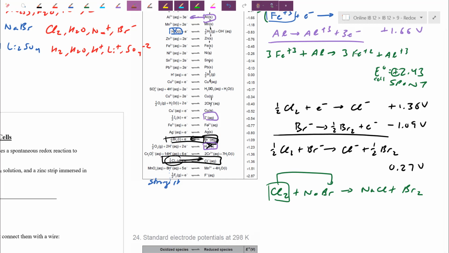There's also a color change here. Chlorine is typically a yellow-green sort of gas. Bromine is more like a red-brown kind of liquid. So it would definitely come with a corresponding color change.